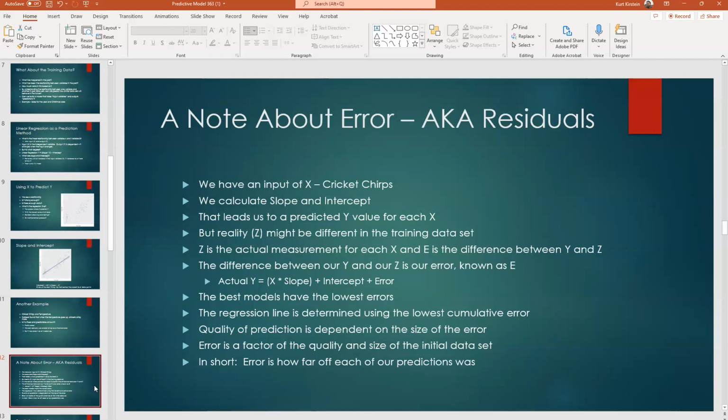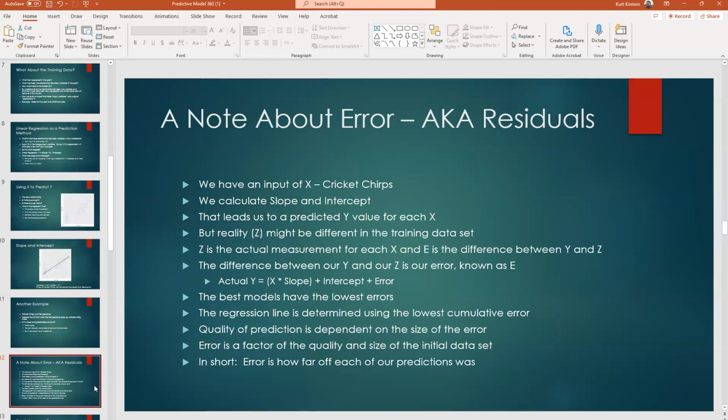Okay, so we'll use Dolbear's cricket chirps. We have an input of x, the number of times a cricket chirps in a minute, and we record that. That becomes our old data. We accumulate enough of it that we can then plot it, place a regression line, and find out what the slope and intercept are for that particular model. That will lead us to predicted y values for each x. But in our training data, we also have the actual value. We know what the real y value is, but the model gives us a predicted y value.